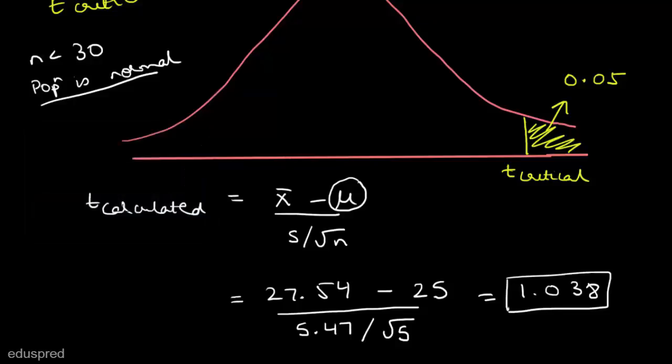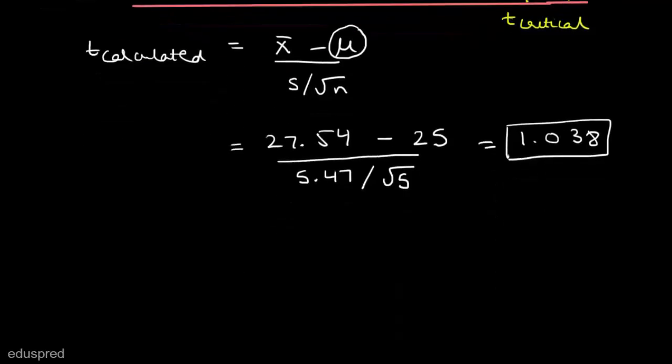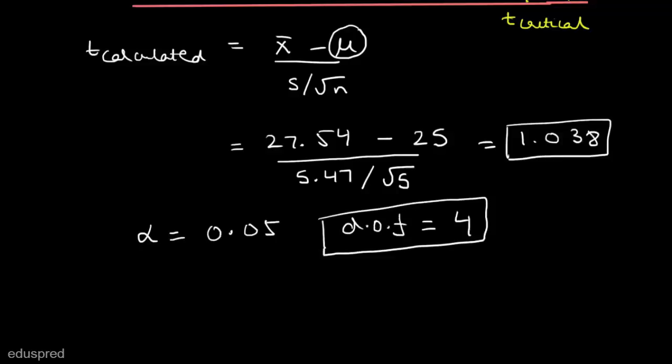So this is what t calculated is. So t calculated is equal to 1.038. Now let us find the value of t critical. Well, we can find the value of t critical by looking at the t table. So in the t table you have to look for that value of t where alpha is equal to 0.05 and degrees of freedom is equal to 4. Well, degree of freedom is 4 because when we use t, the degrees of freedom that we have are n minus 1. So this is the degrees of freedom, and because n is equal to 5 in this case, the degrees of freedom are 4.